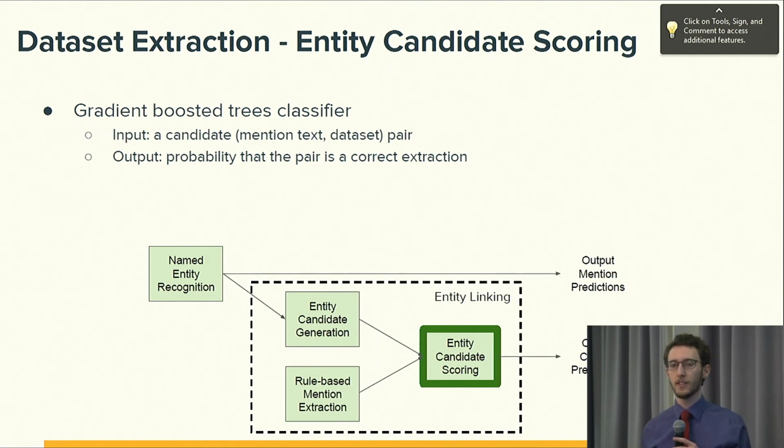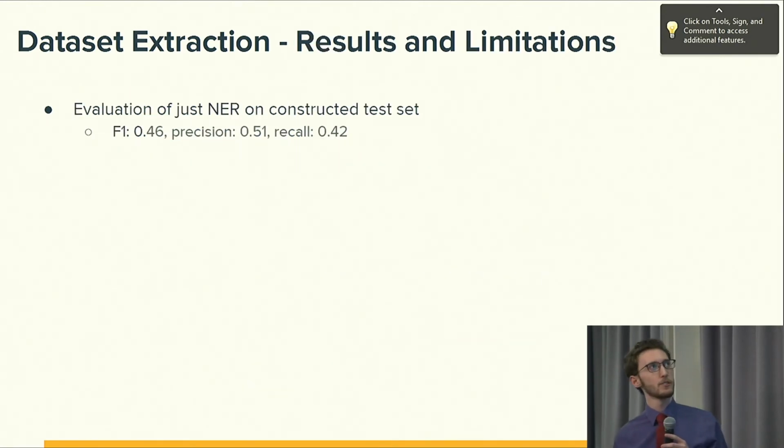So these are things like whether a year appears near the mention and in the dataset title, the length of the mention, whether certain keywords appear near the dataset mention, things like this. So I'll get into some results from this method.